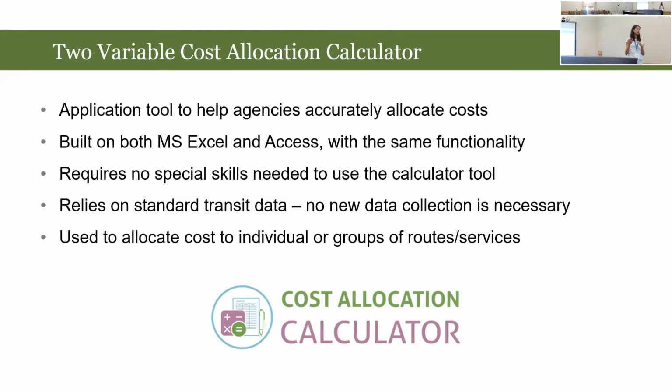And we do work with some, again, subject matter experts in these areas to manage the tools, because we're not experts in everything. So the variable cost allocation calculator is either in Excel or Access, and you download it, and it'll help you to accurately allocate your costs. So whether it's by route, by type of service, or individual routes or services, so that, let's say you're partnering with someone, you can find out what is the actual cost of that service, or how different services are comparing to each other, different routes, like the performance of them. It doesn't require any special skills, and it's all data that you should have, miles, things like that.